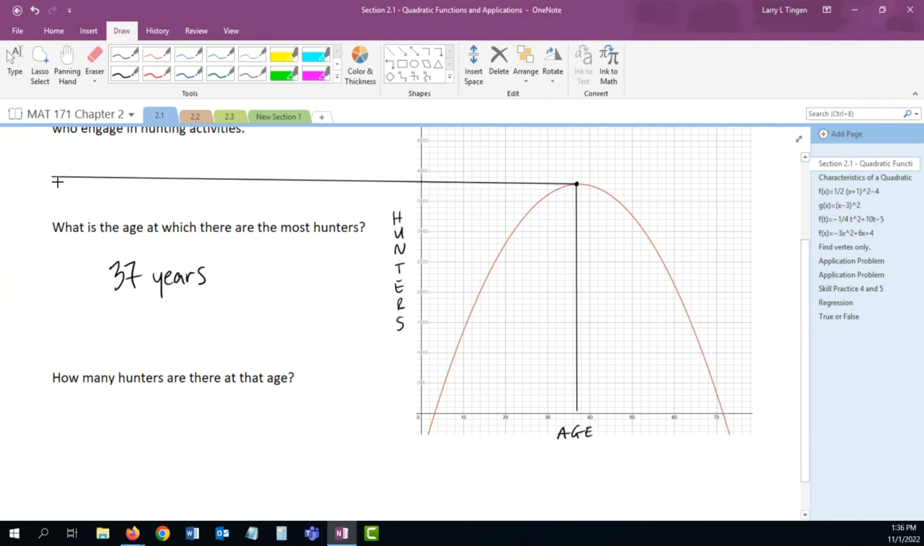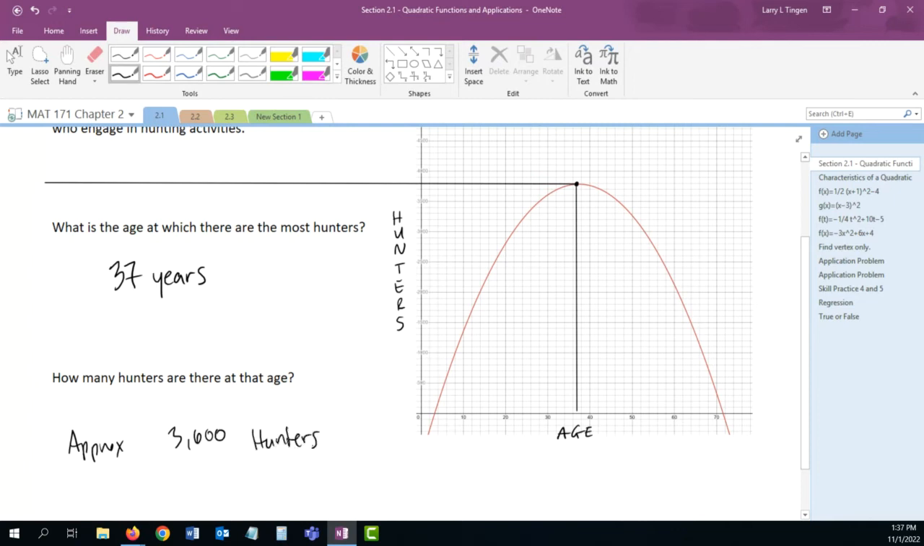Sometimes you just have to force it. There we go. Where does that look like it crosses? 32, 34, 36. Approximately 3,600 hunters.